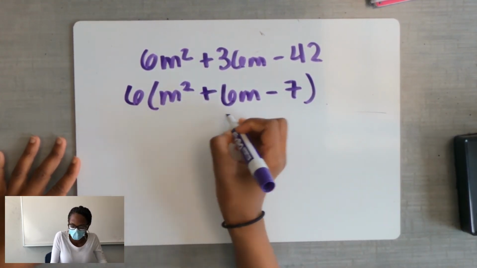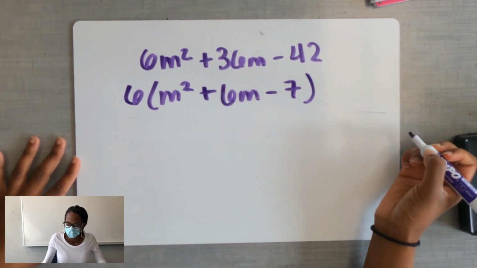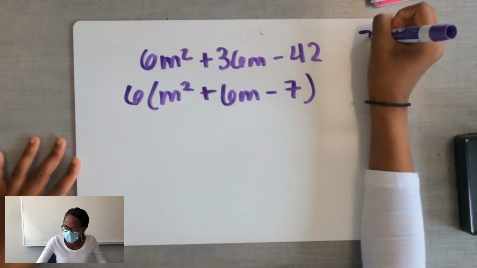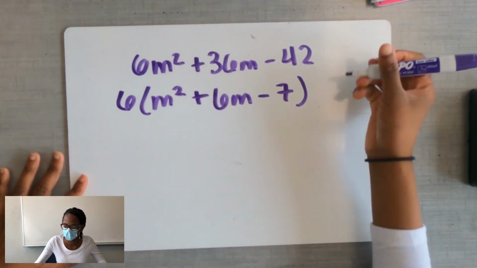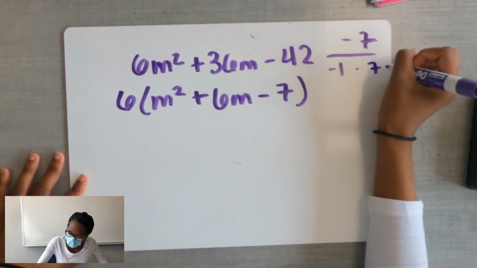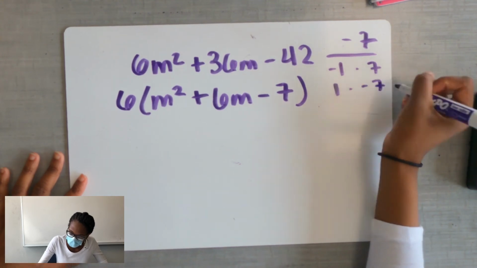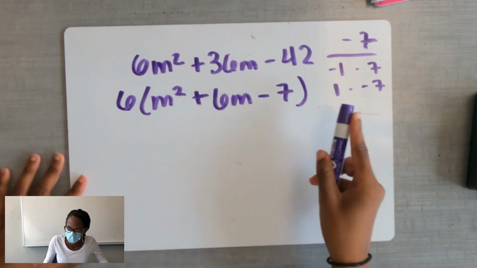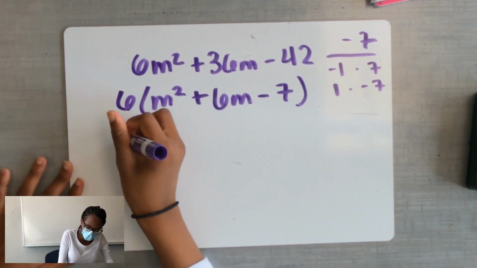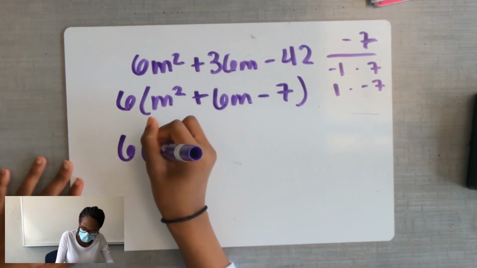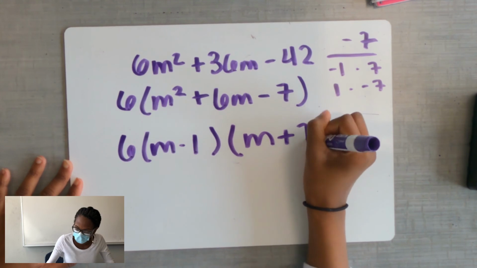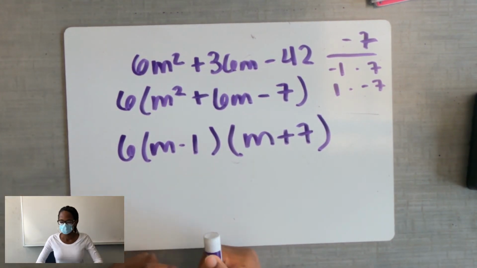And then you've got to factor what's in the parentheses. So you've got to find what multiplies to get the -7 that adds to get the 6. So the factors of -7 are either -1 times 7 or 1 times -7. And the one that's going to add to get you 6 is -1 and 7. So writing that out, you've got 6 times m minus 1 times m plus 7. And that's the solution.